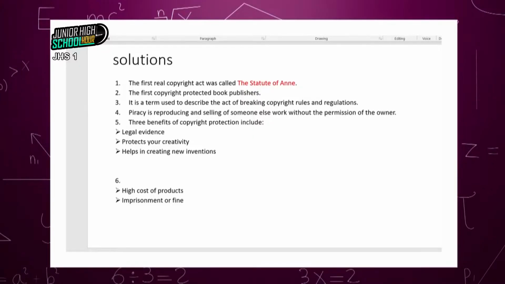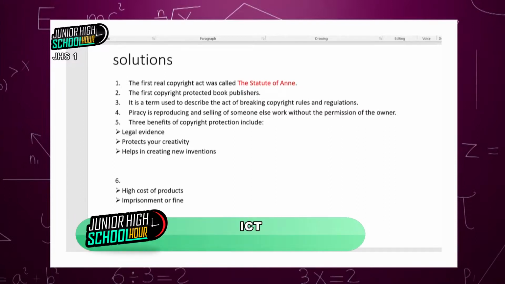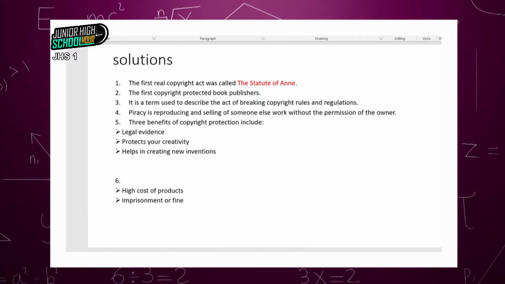Now, the second one is imprisonment or fine. Yes, you can be imprisoned, you can be fined, you can be asked to pay an amount of money. And remember, that money is huge. Like in the case of Samsung and Apple, Samsung was asked to pay a little above $1.1 billion. Well, $1 billion is a huge amount of money.